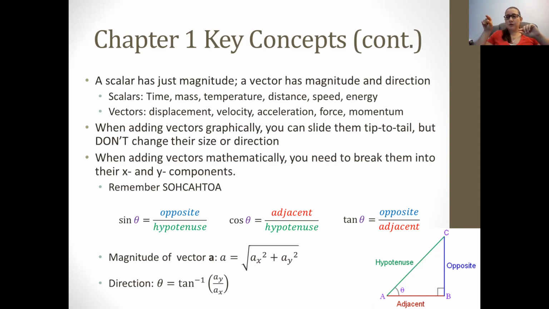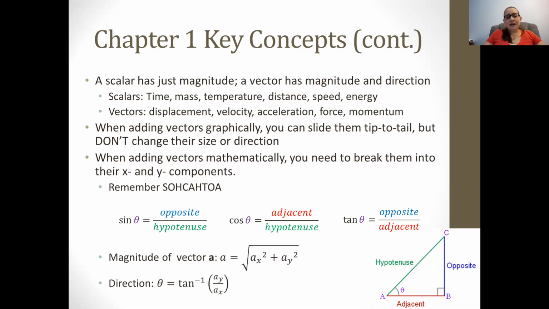You just take the first one, well, take the second one, slide it onto the first one, tip to tail. Take the third one, slide it onto the second one, tip to tail, and just create this chain of vectors, as many vectors as you have. So that would be how we do it graphically. Sometimes it's much easier to do it mathematically, though.